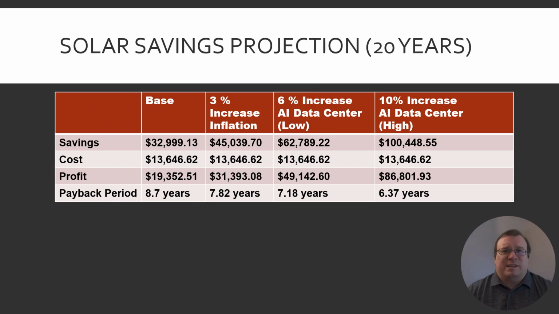If we apply 3% inflation each year, we see that the homeowner will make $31,393.08 in profit. The homeowner will also recover their costs in 7.18 years.